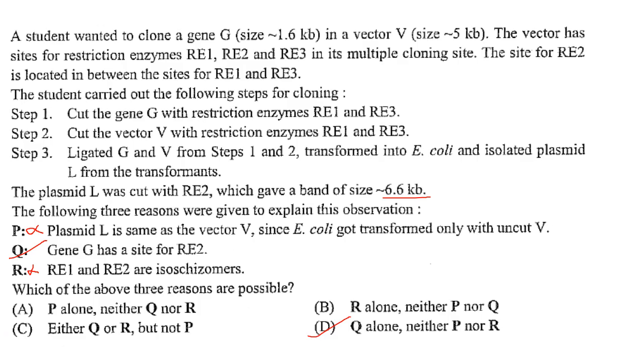Then next one. A student wanted to clone a gene that is 1.6 kb in size, in a vector of size 5 kb. The vector has sites for restriction enzymes RE1, RE2, RE3 in its multiple cloning site. The site for RE2 is located in between the sites for RE1 and RE3. The student carried out the following steps for cloning.